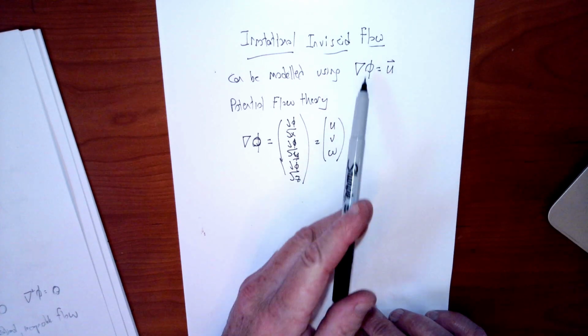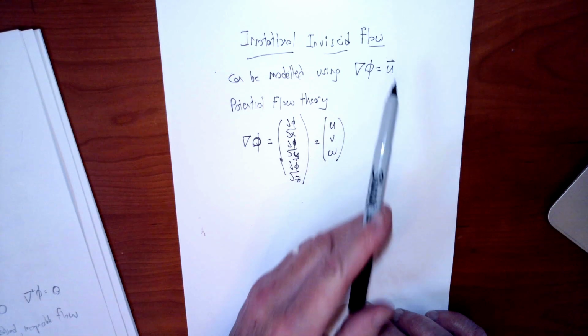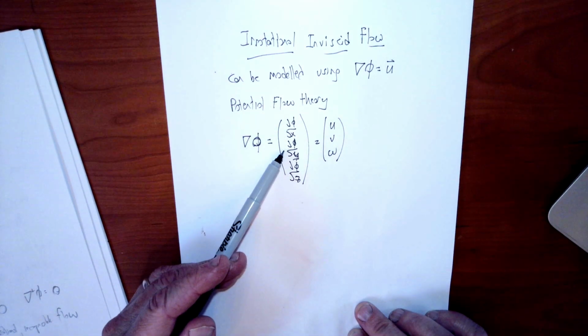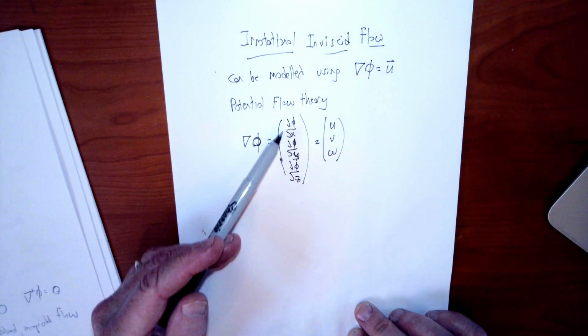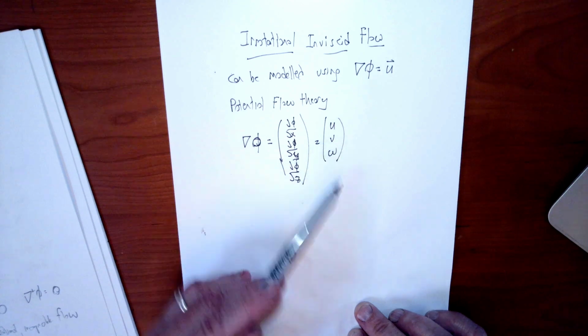Remember, the potential function is such that when you take the gradient of the potential function, you get back the velocity vector. So here's the potential function. We take its gradient, we get d phi dx, d phi dy, d phi dz. It's the three elements of that vector, and those correspond to u, v, and w.